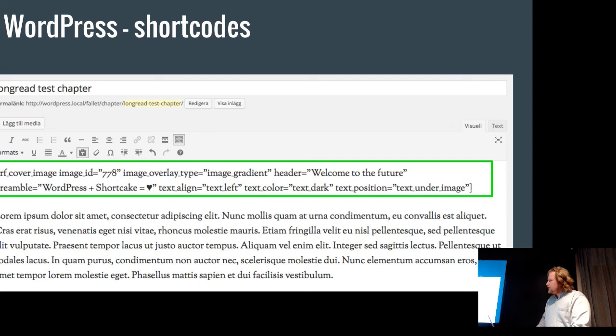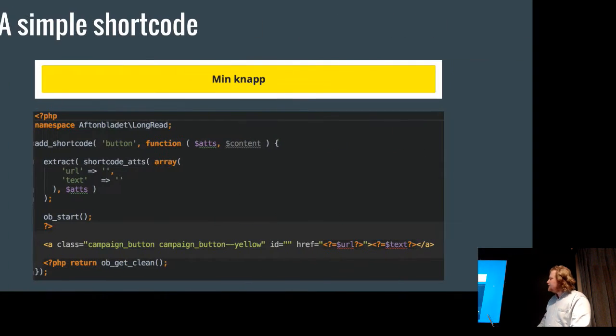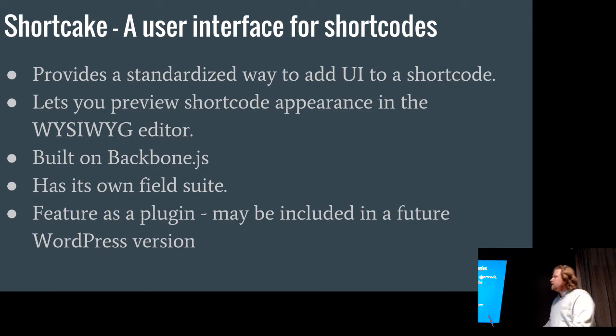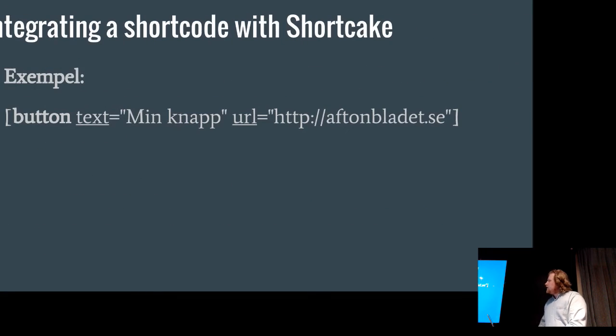And then we have shortcodes, which is a very good feature that's been in WordPress for a really long time. A simple shortcode is very simple to make as well. Here's a little button shortcode that we made. It's very simple to create custom shortcodes. And Shortcake that I mentioned is basically a user interface for shortcodes. It provides a standardized way to add a user interface to a shortcode in the WYSIWYG editor. So let's have a look at how that looks. Here's our shortcode that we made, which is just a simple button shortcode.